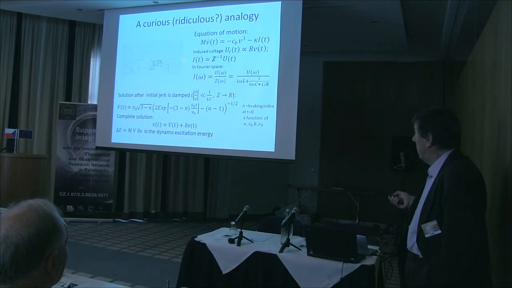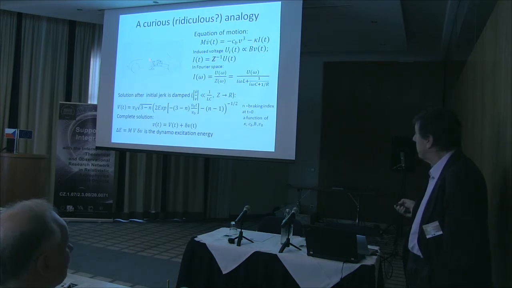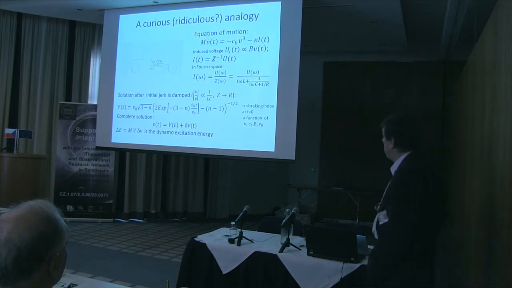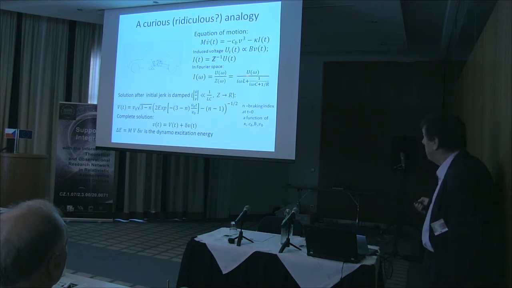But then when I turn on the resistor here, close the circuit, a certain current flows through this resistor, which additionally brakes the car. The induced voltage is B times the velocity, and the current is Z^-1, where Z is the impedance, times U of t. Z, of course, is an operator here because of the reactive elements. But in Fourier space, Z is this here.